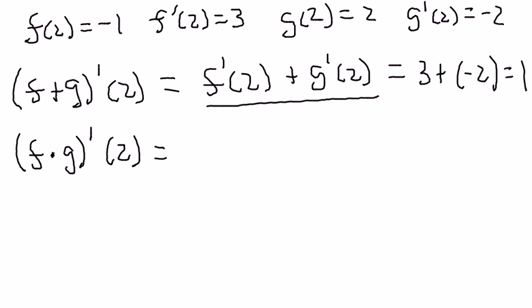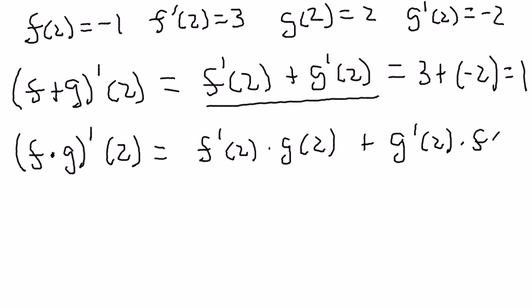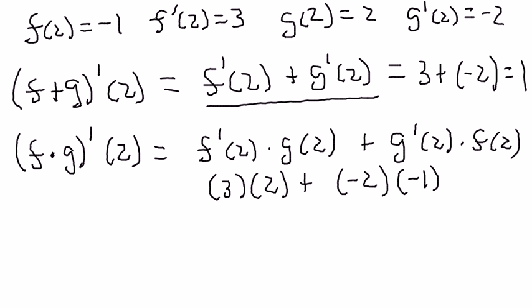If I were to try to do it as (f times g) prime at 2, now I want to write out my product rule before I plug in the numbers, because remember from our previous video, it's going to be the derivative of the first function, so f prime of 2 times g of 2 plus g prime of 2 times f of 2. Now plug in all your numbers. F prime of 2 is 3. G of 2 is 2. G prime of 2 is negative 2. And f of 2 is negative 1. I multiply that all out, I get 4.